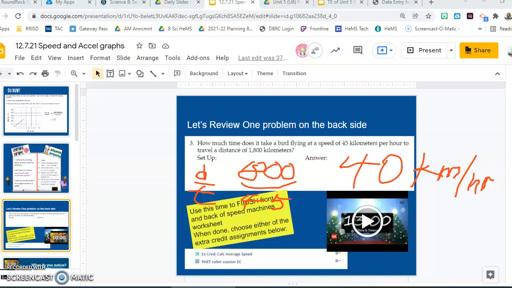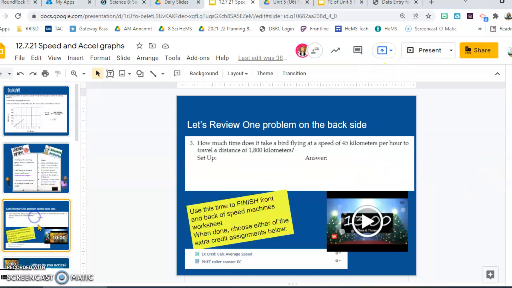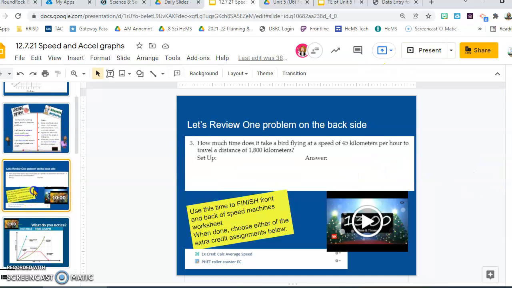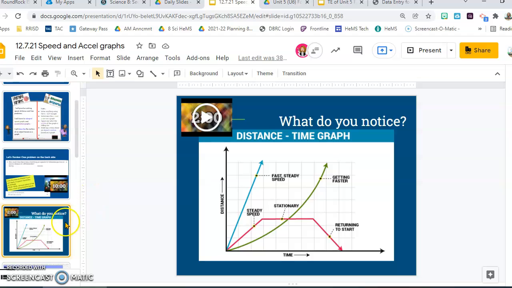So I'm going to exit the drawing. All right, and you have about 13 minutes to work on that. So on the back side, how long does it take a bird flying at the speed of 45 kilometers per hour to travel a distance? Time is distance divided by speed. So we've got that one as well. Okay, so we did that.